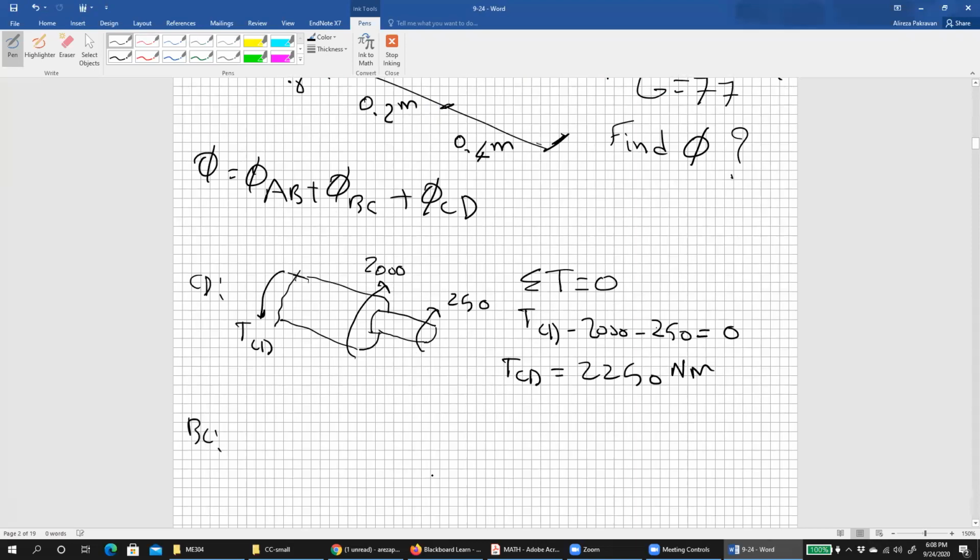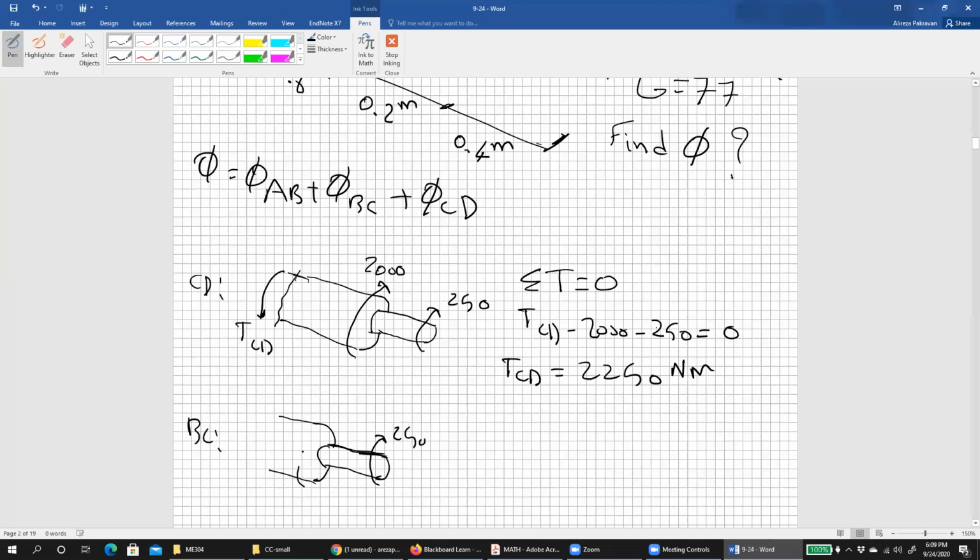Let's go for segment BC. Professor, did we not add TBC and TAB to TCD? TBC, TCD, TAB, all of them are internal torque. Once we make a section, they appear, right? Yeah, these are the external. Under the external forces, we make a section and find the internal forces. But now, instead of forces, we find an internal torque, right?